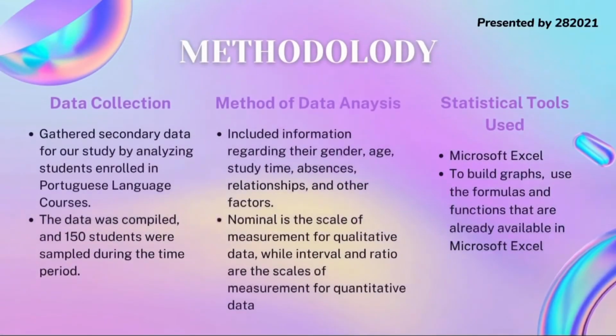Next is methodology. Data was collected by gathering secondary data for our study, by analyzing students enrolled in the Portuguese language course. The data was compiled and 150 students were sampled during the time period. The data that we collect include information regarding their gender, age, and other factors. We use the nominal scale of measurement for qualitative data, while interval and ratio are the scales of measurement for quantitative data. Then we use Microsoft Excel to build graphs and use the formulas.